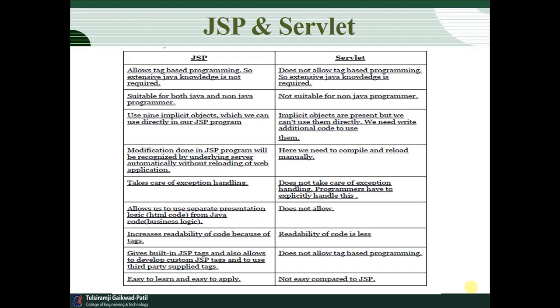When we consider JSP, it has a total of 9 implicit objects which can be used directly in our JSP programs. But in Servlet, the implicit objects are present but we cannot use them directly. If we want to use them, we need to write additional code. That is the third difference between Servlet and JSP.